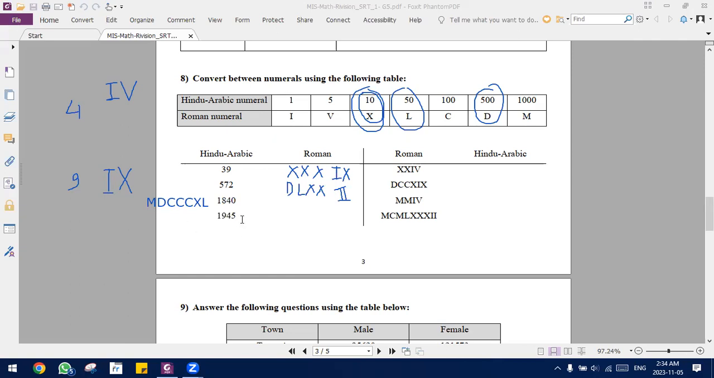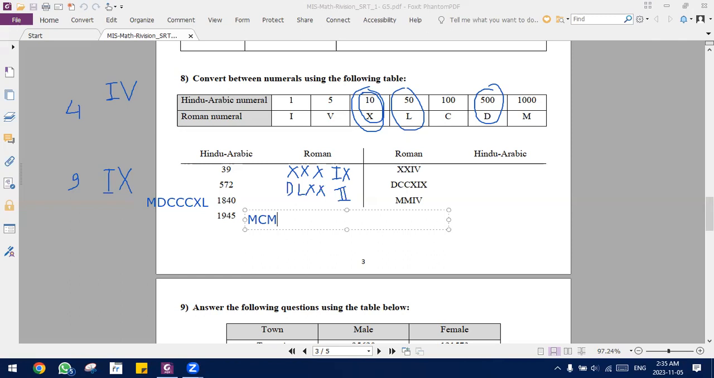Now for the last one, 1945. 1000 is M. Now 900, this is a 9. So I should do subtraction. What is 900? It's 1000 minus 100. So we put the 100 first and then we put the 1000. So it's CM. 900 is CM.